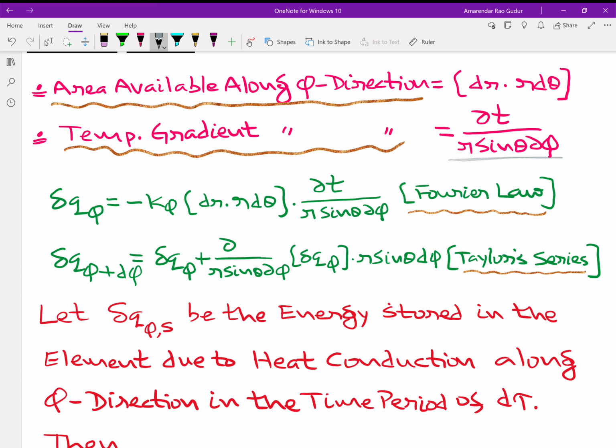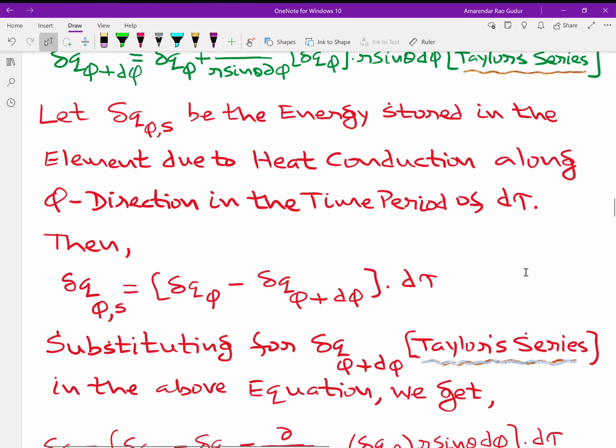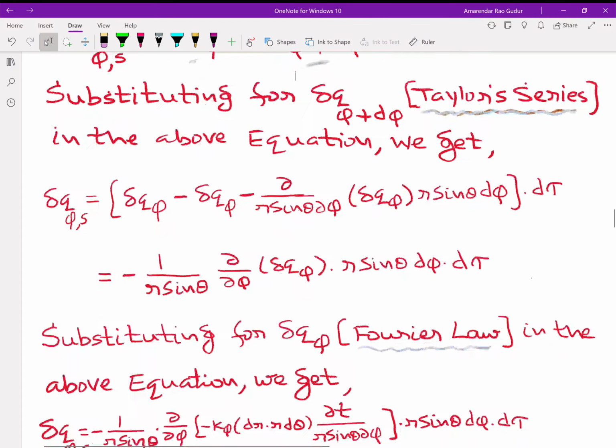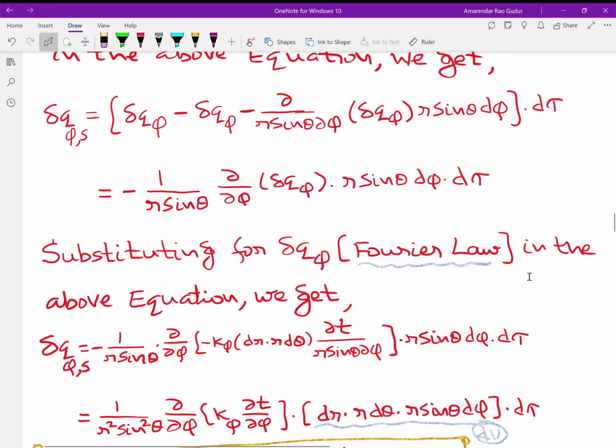Then we introduce a term called del q phi comma s as the energy stored in the element due to heat conduction along phi direction in the same time period of d tau. Then del q phi comma s will be energy coming in minus energy leaving in the time period. Then as usual we substitute for del q phi plus d phi and simplify it to get del q phi comma s as minus 1 by r sin theta del by del phi of del q phi r sin theta d phi d tau.